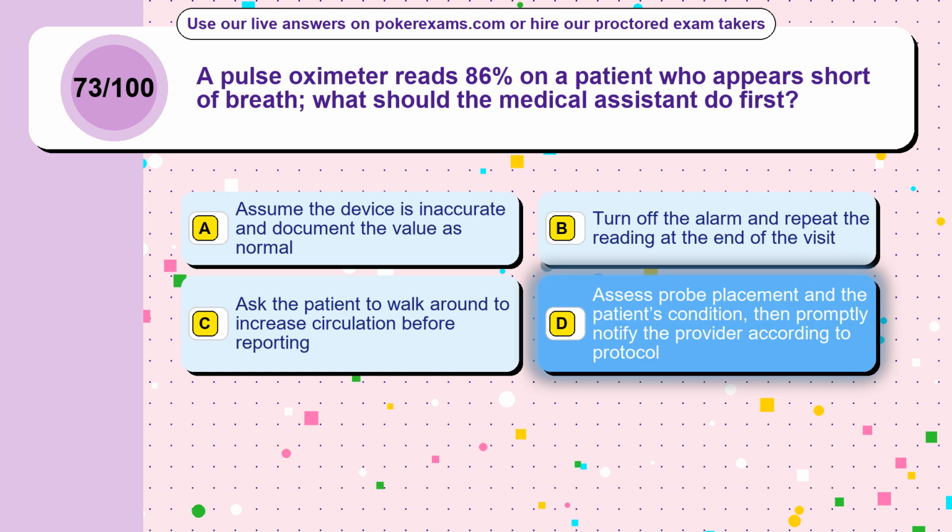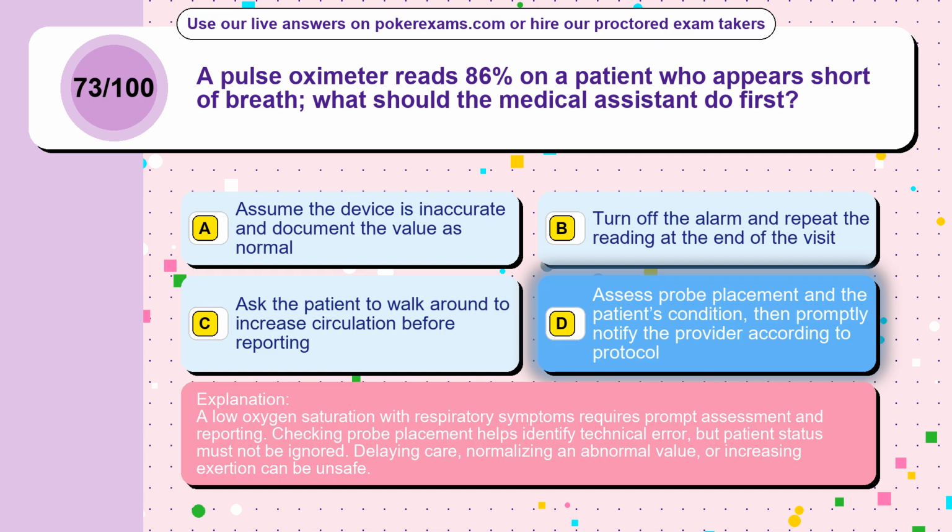The correct answer is option D. Assess probe placement and the patient's condition, then promptly notify the provider according to protocol. A low oxygen saturation with respiratory symptoms requires prompt assessment and reporting. Checking probe placement helps identify technical error, but patient status must not be ignored. Delaying care, normalizing an abnormal value, or increasing exertion can be unsafe.